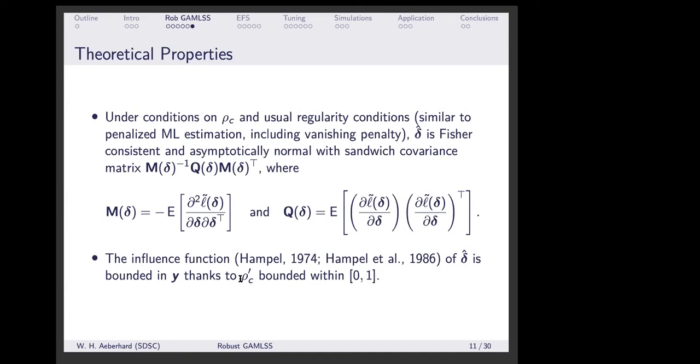So here, this is exactly the result we get. Thanks to this rho prime being bounded between 0 and 1, we have a bounded influence function, and thus we know that the maximum bias that the estimator can have is bounded itself. It's not guaranteed to be 0, though, but at least we know that the estimator cannot be drawn to arbitrary values, just like the maximum likelihood estimator could.